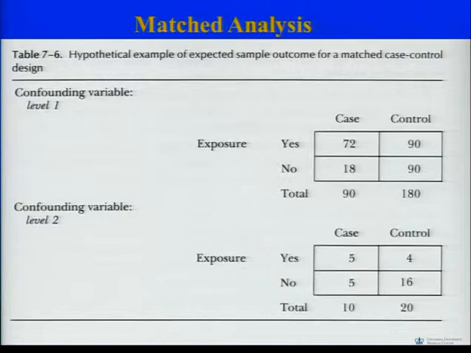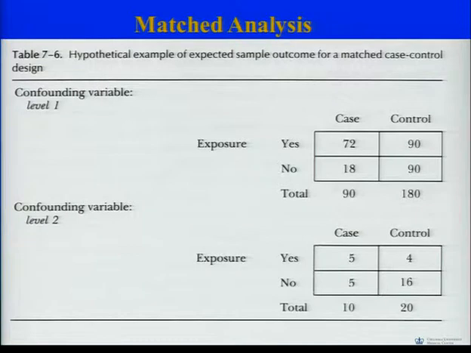So when we have this here, we still get 4 and 4 for our case control. For our level one, this is still an odds ratio of 4. This is still an odds ratio of 4. But now when we combine them, and if we look overall at the alcohol and cancer, can someone tell me what the fourfold table now would be?